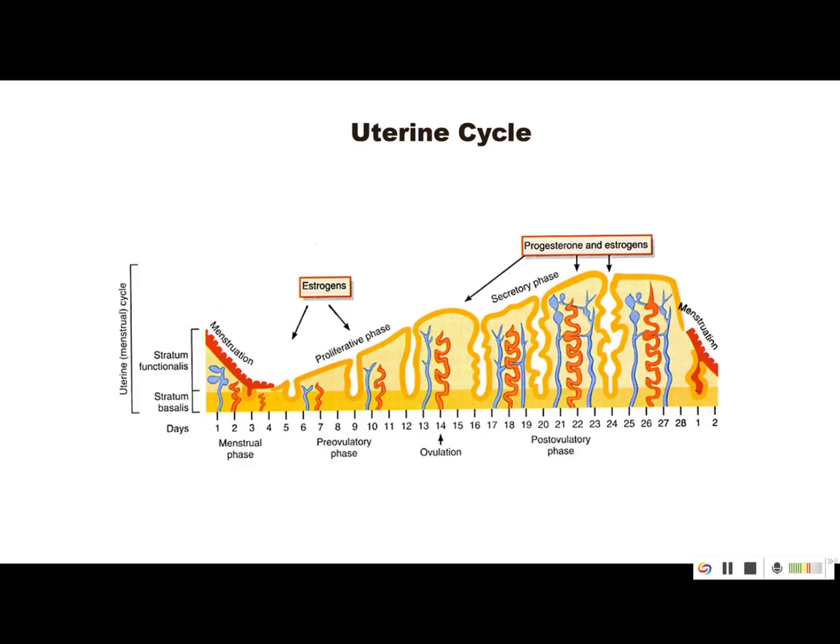Estrogen from the developing follicles stimulates the repair of the functional layer in the proliferative phase of the uterine cycle. The proliferative phase transitions into the secretory phase after ovulation triggered by the luteinizing hormone released from the anterior pituitary gland in response to the increasing level of estrogen. The progesterone and estrogen from the corpus luteum cause the endometrium to become secretory and prepare it for implantation. The loss of progesterone and LH resulting from non-pregnancy will start the menstrual cycle again.